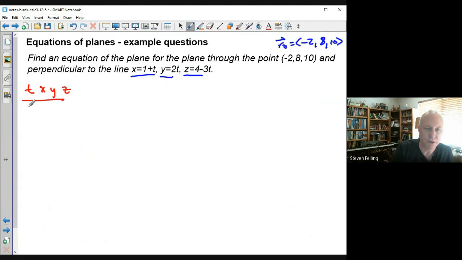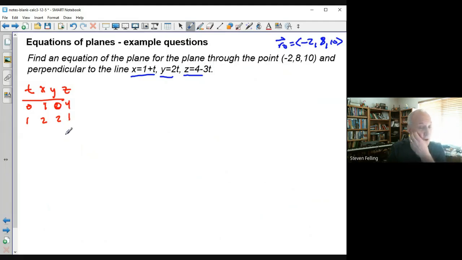So if I picked 0 for t, I would have the point 1, 2, 4, right? I'm plugging 0 in here, here, and here, and getting x is 1, y is, actually, sorry, y would be equal to 0, and z would be equal to 4. And if I plugged 1 in for t, then that would give me 1 plus 1 is 2, and this would be 2, and this would be 4 minus 3 is 1, okay?